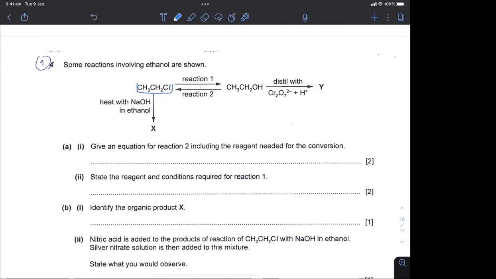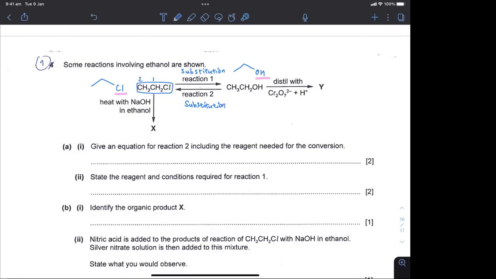I convert everything to skeleton. Why? Because it's nice and easy. 1 carbon, 2 carbon. This is called chloroethane. 2 carbon, ethane, chloroethane. This is ethanol. Halogenoalkane into alcohol. The Cl goes out, the OH comes in. This is replacement. So reaction 1 is called substitution. OH minus replaces the Cl minus. Okay, so reaction 2 is OH becomes Cl. That is also called substitution, but it's OH into Cl.